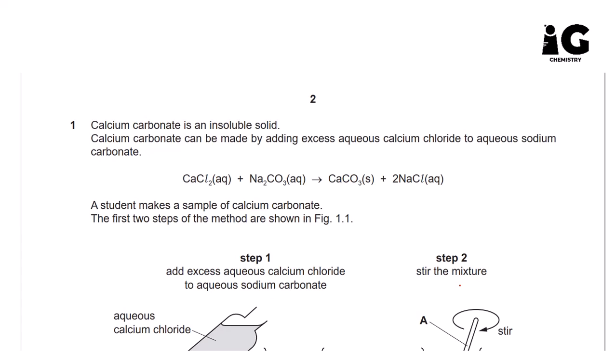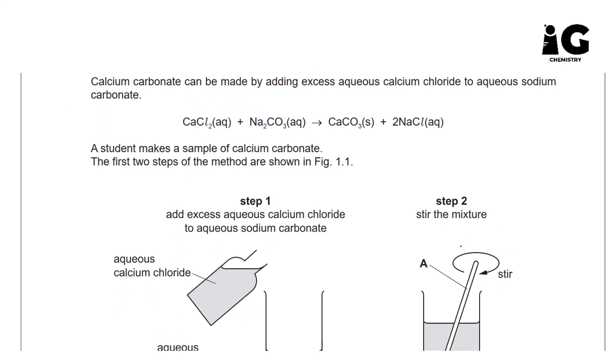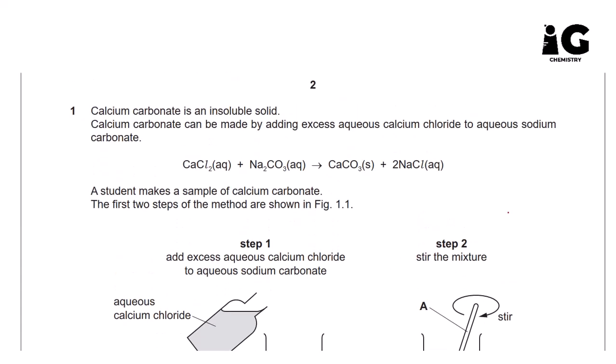Question 1. Calcium carbonate is an insoluble solid. Calcium carbonate can be made by adding excess aqueous calcium chloride to aqueous sodium carbonate. Here is the equation, and here we see which substance is in excess. Take care: aqueous calcium chloride, this substance, is in excess.